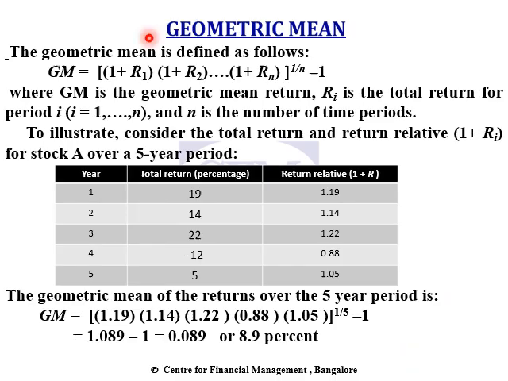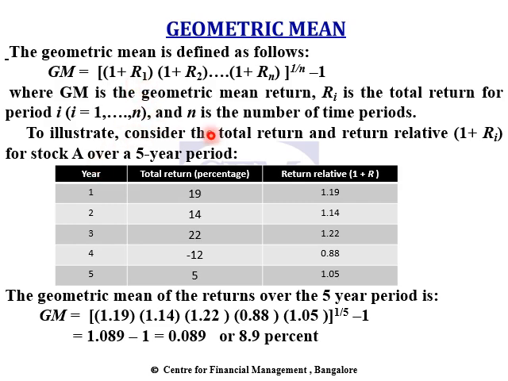The geometric mean or geometric average is defined as follows: Gm is equal to (1 plus R1) multiplied by (1 plus R2), so on and so forth, multiplied by (1 plus Rn), the entire product raised to the power of 1 by n, minus 1, where Gm is the geometric mean return, Ri is the total return for period i varying from 1 to n, and n is the number of time periods. 1 plus Ri is called the return relative.